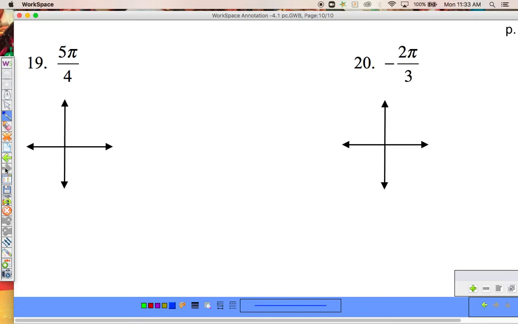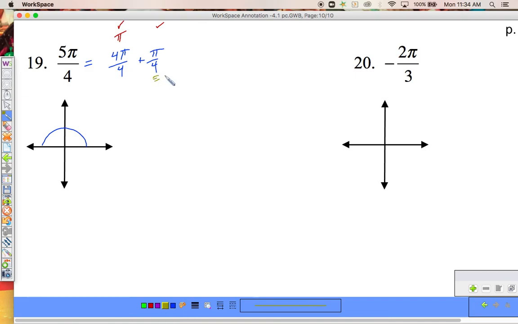Last part's radians. All right, 5 pi over 4. I'm going to do the same idea. 5 pi over 4 to me is 4 pi over 4 plus 1 pi over 4, where 4 pi over 4 is just pi, which is a good angle in radians. So I'm going to have to rotate halfway around and then go an additional pi over 4. So my halfway around, my 4 pi over 4, puts me to here.